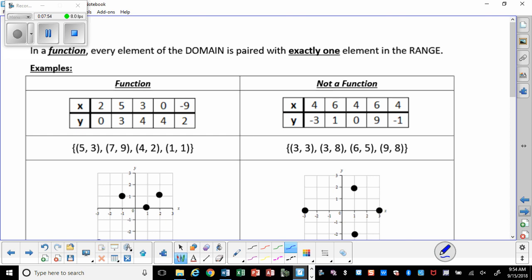Now we're looking to see if you have a function. Every element in the domain is paired with exactly one element. All right, that's why it's a 1-to-1 relationship. Here I have this function. Remember, x is your domain. If I put in a 2, a 0 comes out. If I put in a 5, I know I'm going to get a 3. If I put in a 3, I know I'm going to get a 4, and so on.